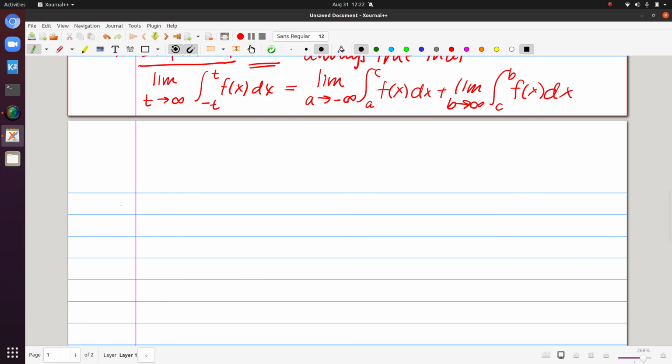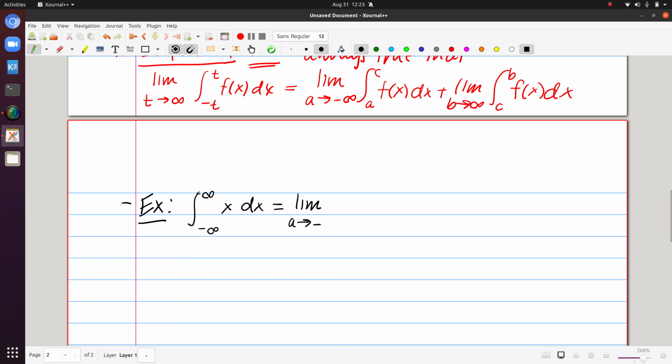To see an example of what the distinction is, if we take the integral from minus infinity to infinity of simply x, again, I can break that up into its requisite pieces. Consider the integral from minus infinity to, say, 0, and 0 to positive infinity. Our antiderivative here is x squared over 2, and we would evaluate this from a to 0, and then also from 0 to b.